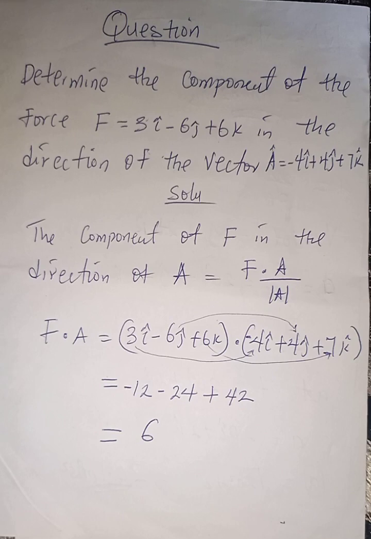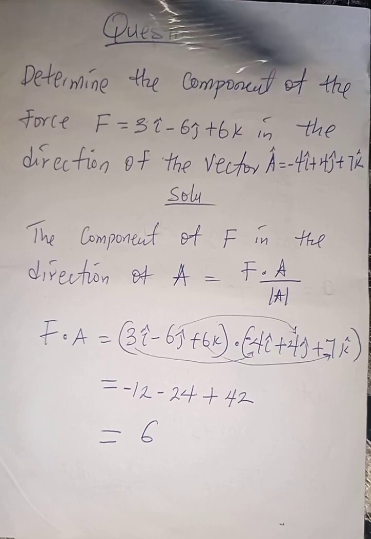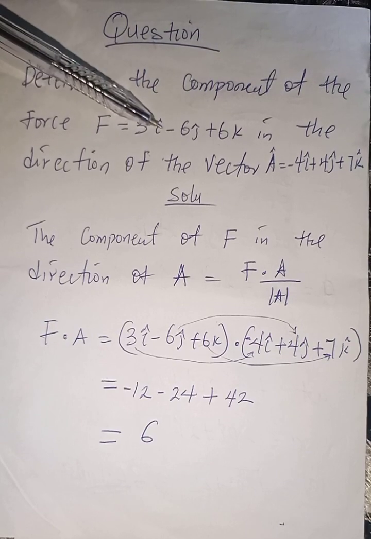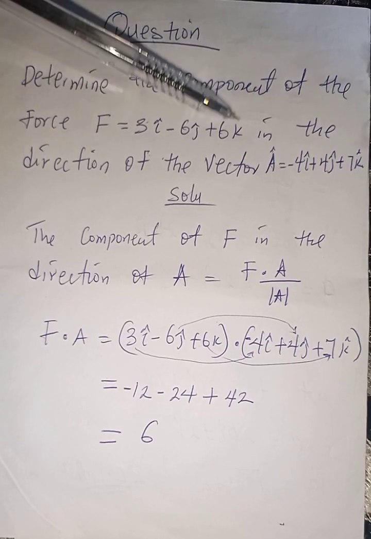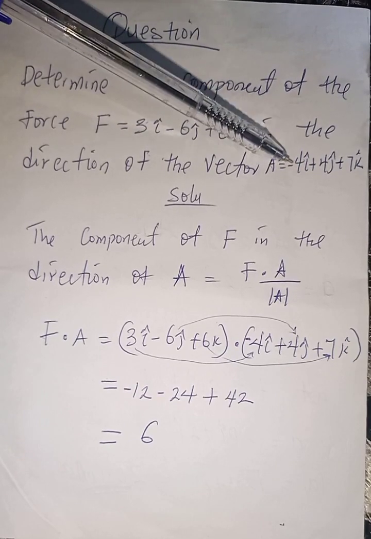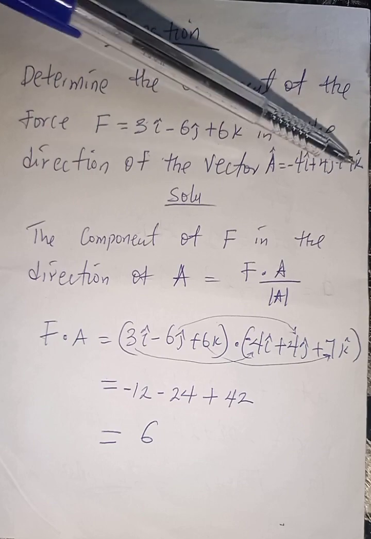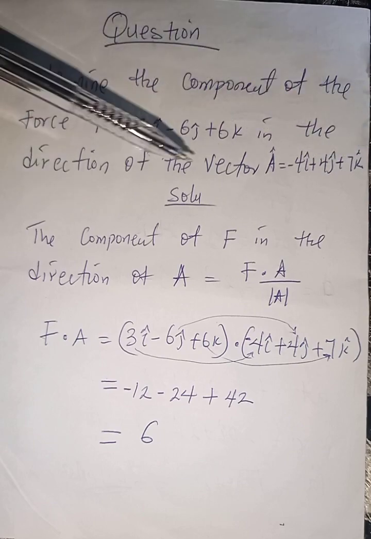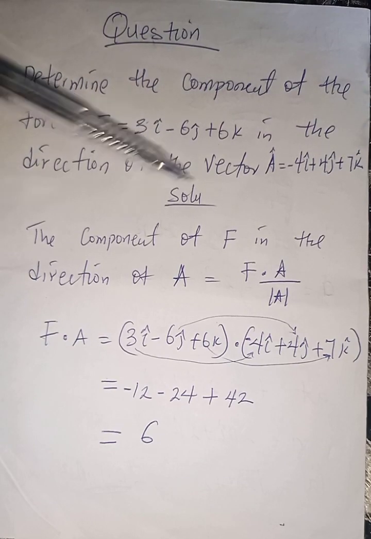The question is to determine the component of the force F equal to 3i minus 6j plus 6k in the direction of the vector A equal to minus 4i plus 4j plus 7k. That is the question. Now, what will be the solution to this question?